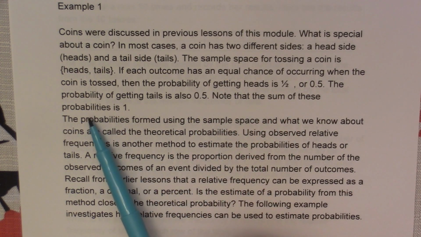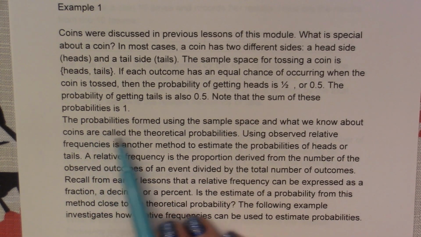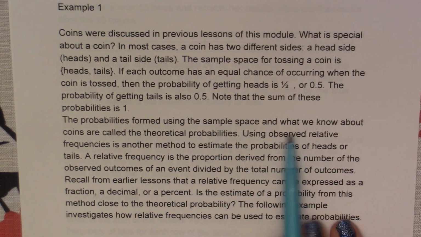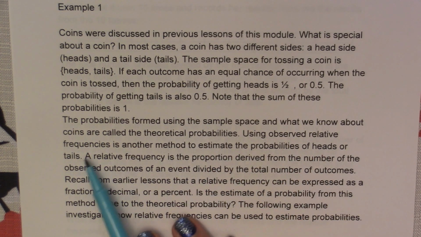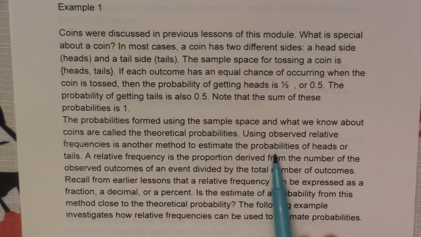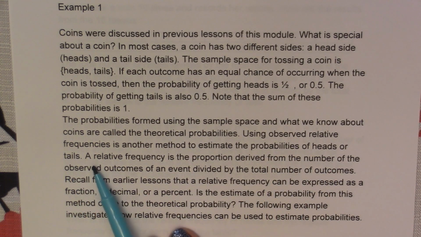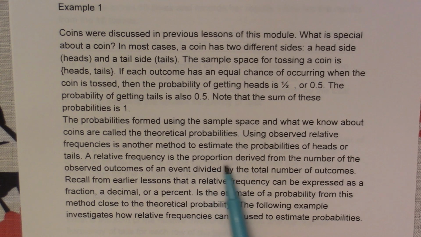Note that the sum of these probabilities is 1. The probabilities formed using the sample space and what we know about coins are called theoretical probabilities. Using observed relative frequencies is another method to estimate the probabilities of heads or tails. A relative frequency is the proportion derived from the number of observed outcomes of an event divided by the total number of outcomes. Recall from earlier lessons that a relative frequency can be expressed as a fraction, a decimal, or a percent. Is the estimate of a probability from this method close to the theoretical probability?